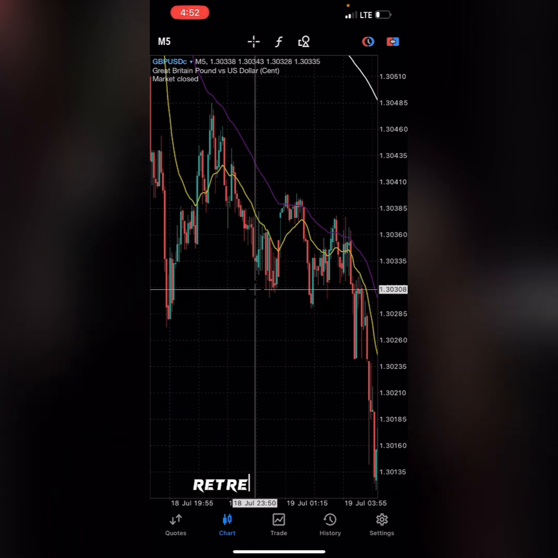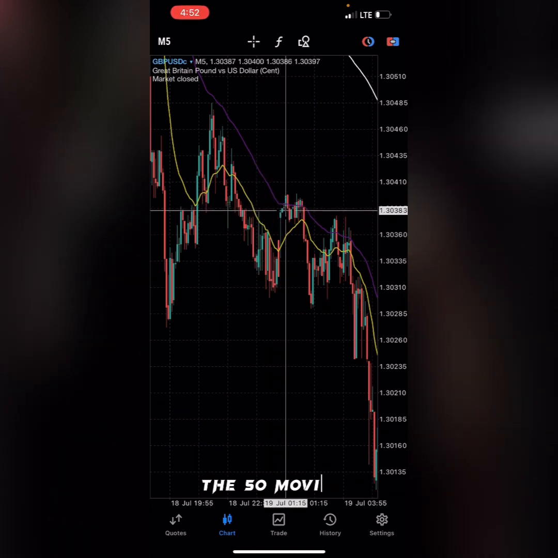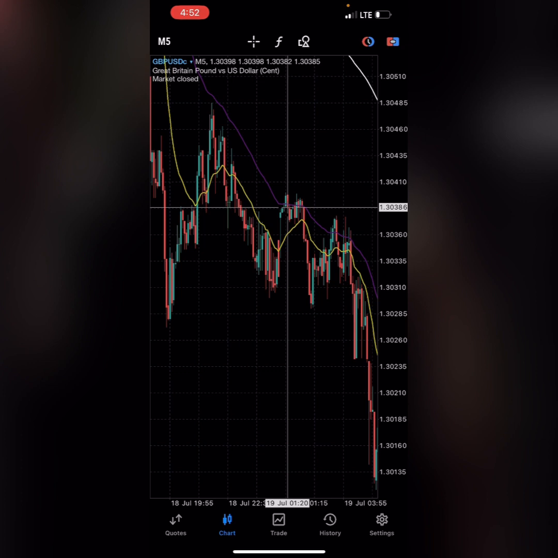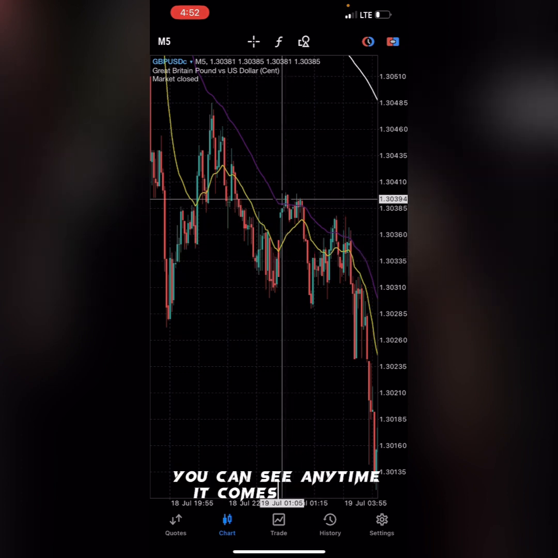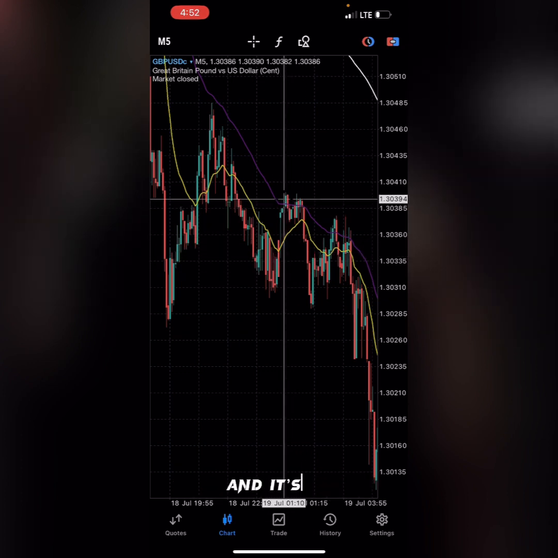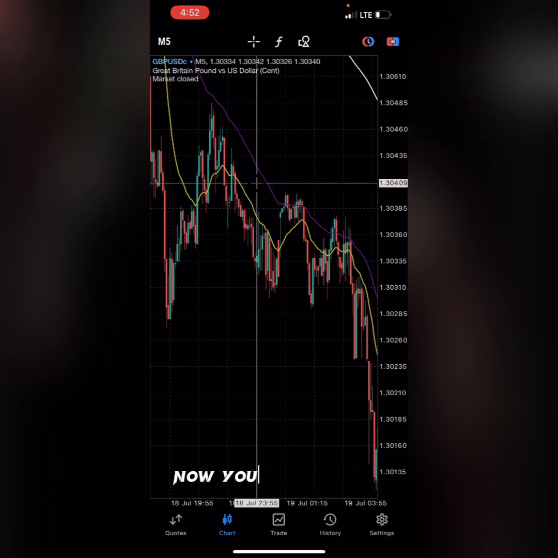Price retraced back to what? The 50 moving average. So we can enter here. Guys, you can see anytime we come back to the 50 and it's a downtrend, the price will always go back. Now, you guys know how the market moves. The market can't just be moving in a straight line or in one direction. It has to move sideways. It has to go up, come down, retrace back, and adjust. We are just capitalizing on all of those movements. That's what we are doing basically.